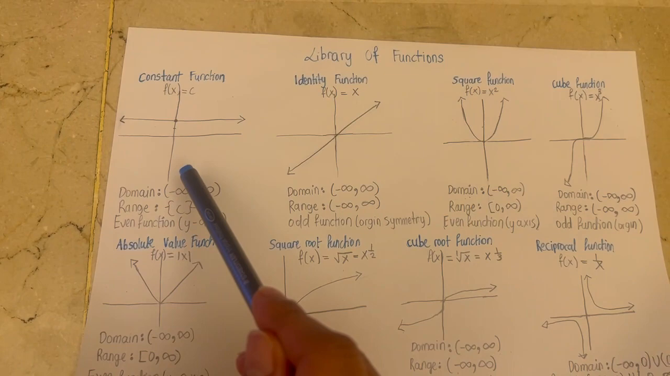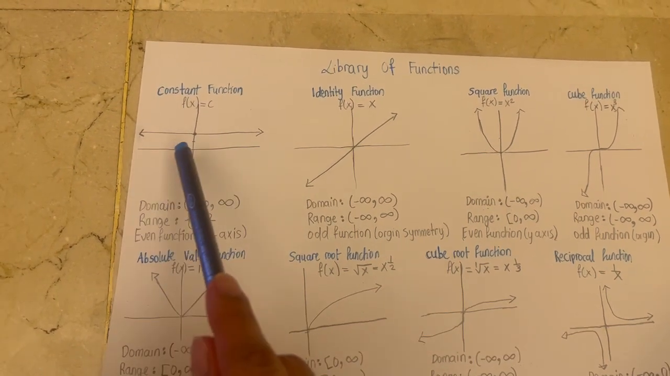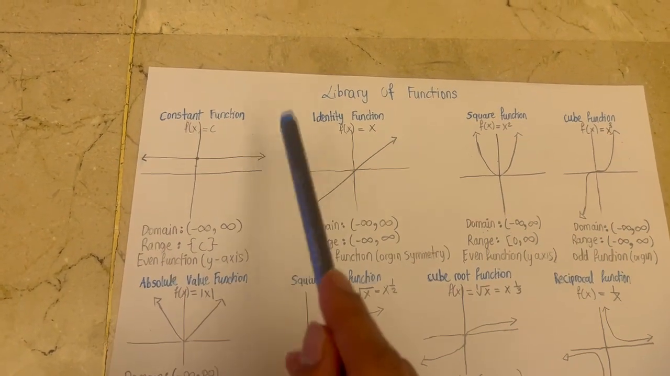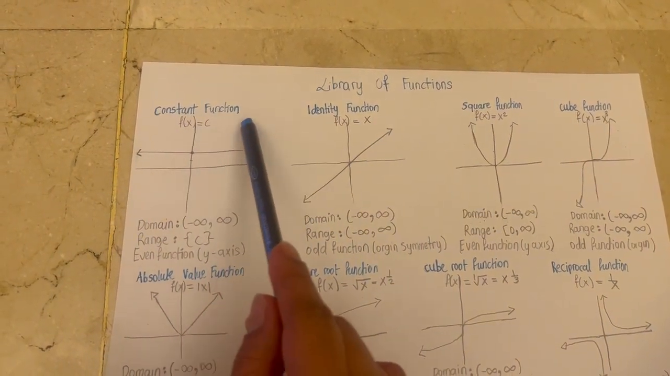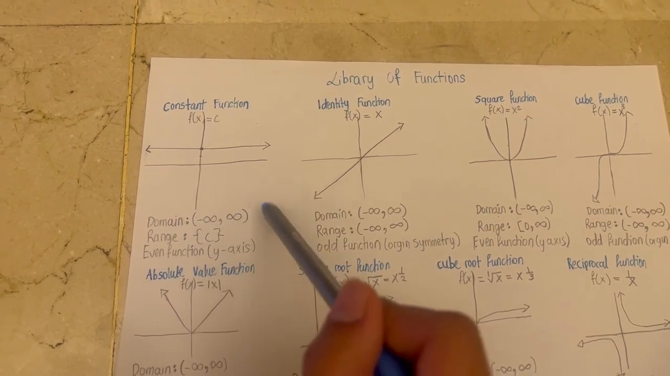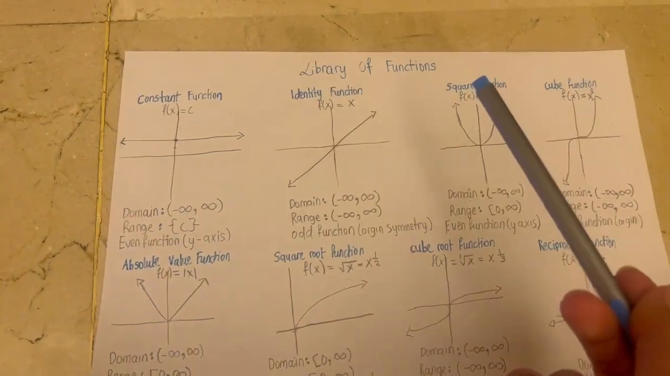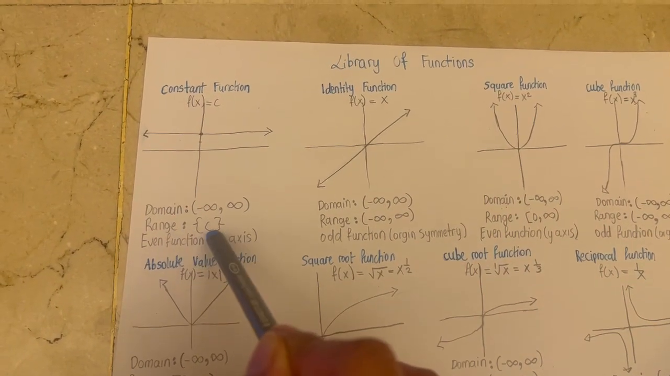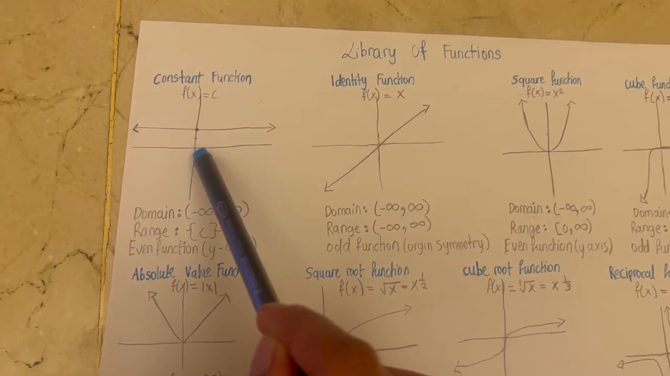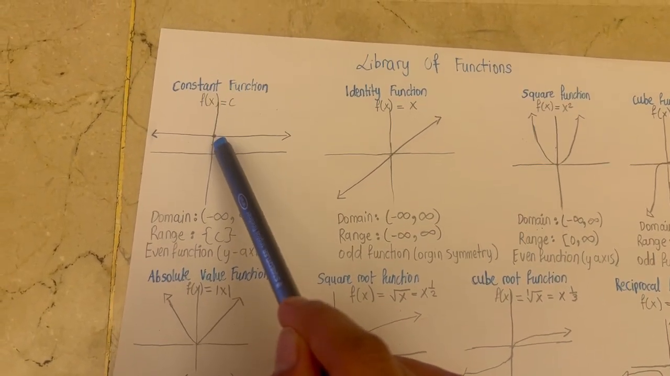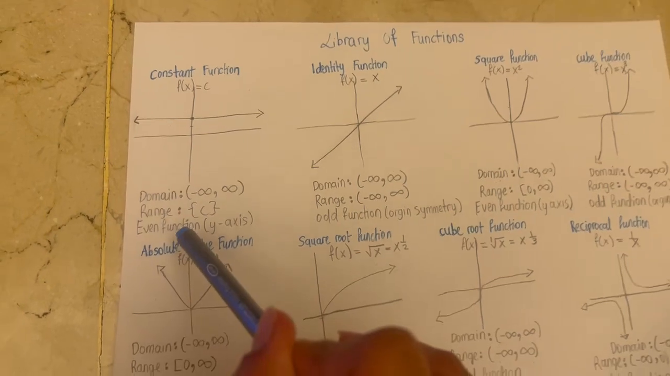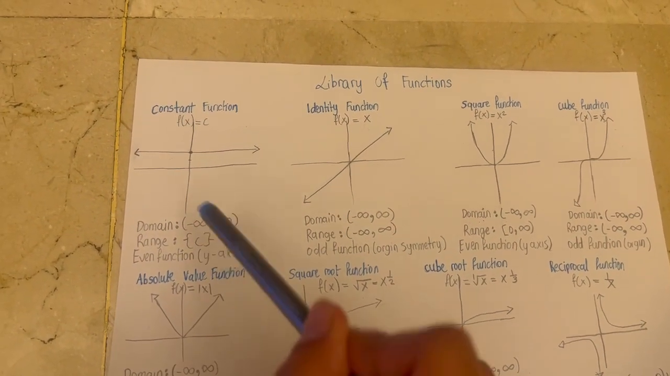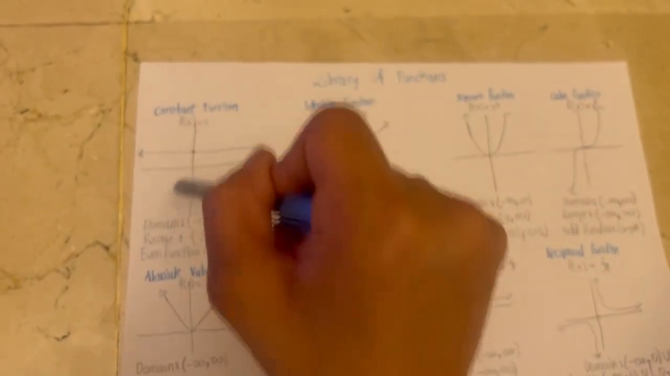Let's first take a look at the constant function. The constant function, as you can see, mainly consists of a horizontal line, f of x equals c, and the domain for this function would be a set of all real numbers or negative infinity to positive infinity with a range of c, which in this case, if you look closely, that would be 2 in this example. And this is considered an even function because it is symmetric to the y-axis.